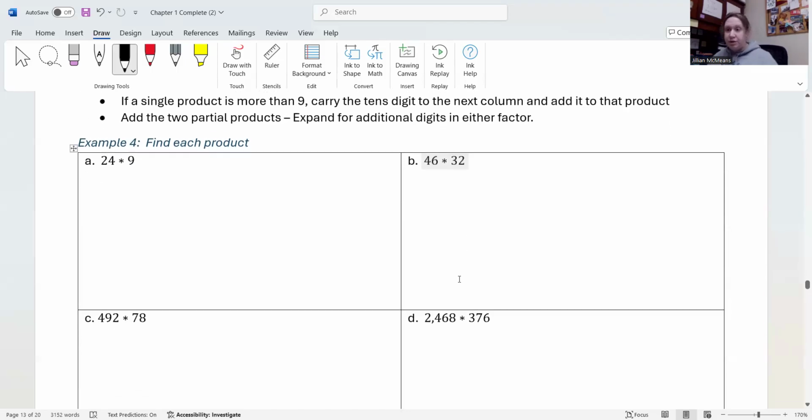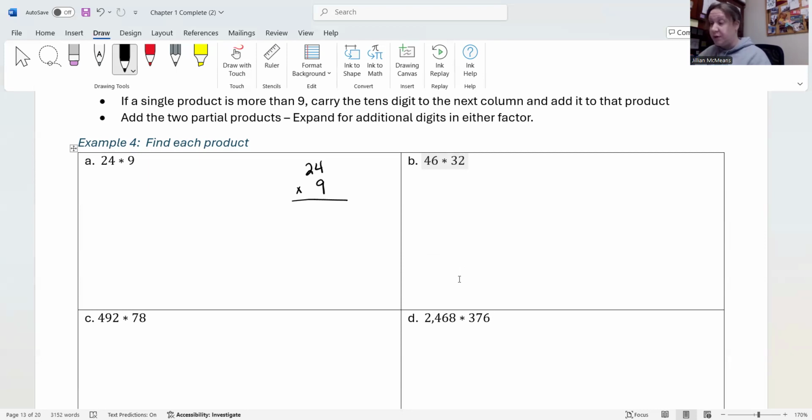And the first example, really straightforward. We just have 24 times 9. So I'm going to write this vertically. You want to right-hand align everything. So I have 24 times 9. And the second number is just a single digit, so there's nothing really crazy here. So we just want to take the 9 and multiply it by each digit in 24.